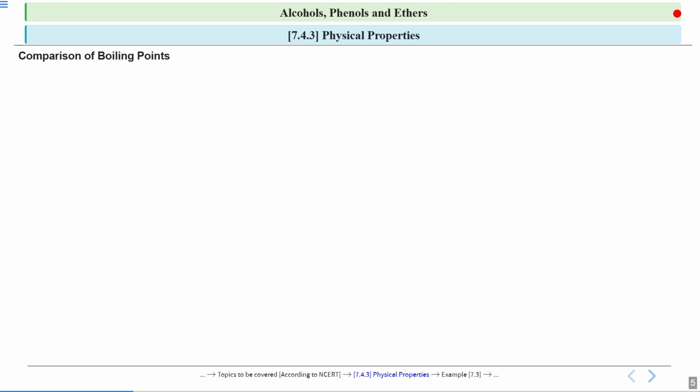Okay, so let's begin with today's lecture. First we are going to see the physical properties of alcohols, phenols and ethers. So we will compare the boiling points, whose boiling point is more and whose boiling point is less, and what is the reason behind their boiling points.